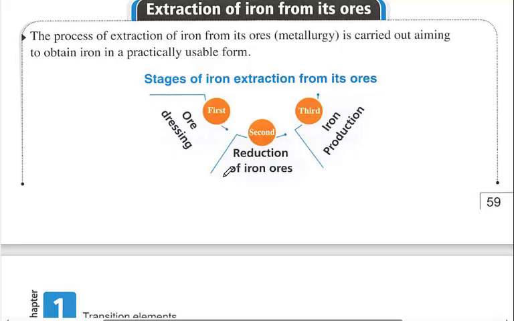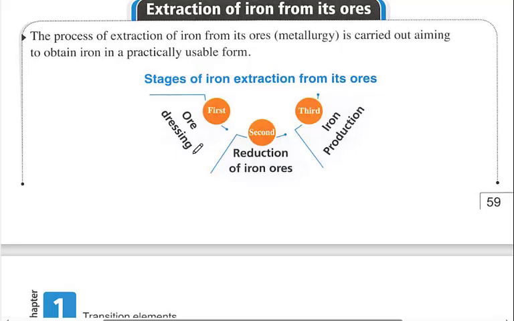Then after the reduction of the ore, we place the iron into other furnaces, some of them like the oxygen converter, which will oxidize the remnant impurities in the iron. So there are three phases. The first stage is ore dressing, preparing the iron ore to be dealt with afterward. Second is the reduction using the midrex furnace or high furnace, then the production process of iron.